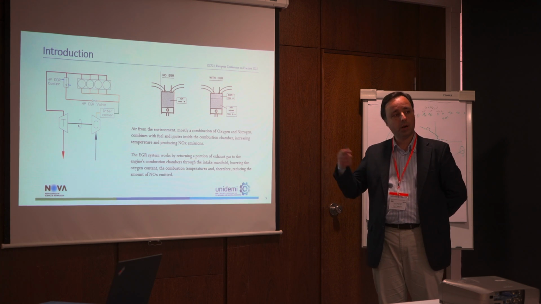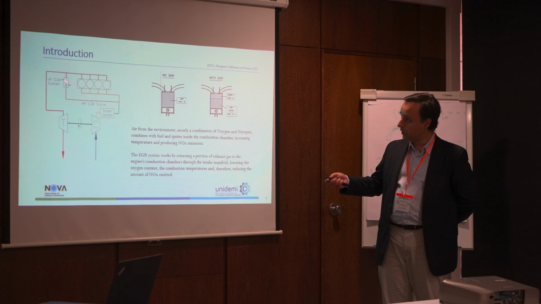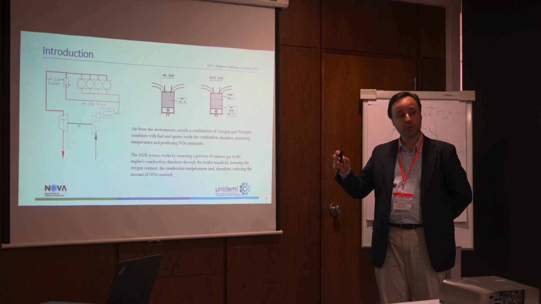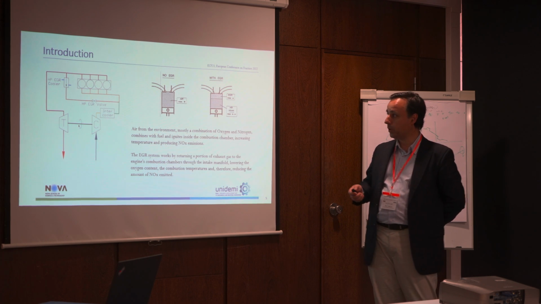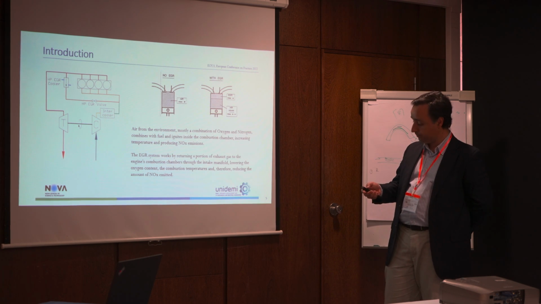About the EGR, how does it work? The EGR is placed here. The exhaust gases that come from the combustion chambers, part of them will go into the EGR. They will be cooled, and then they will mix with the inlet air that comes from the intercooler, and they will enter the combustion chambers. The content of oxygen will be lower, the temperature will be lower, so the nitrogen oxide emission will be lower. This is one of the approaches to lower the NOx emissions in cars.